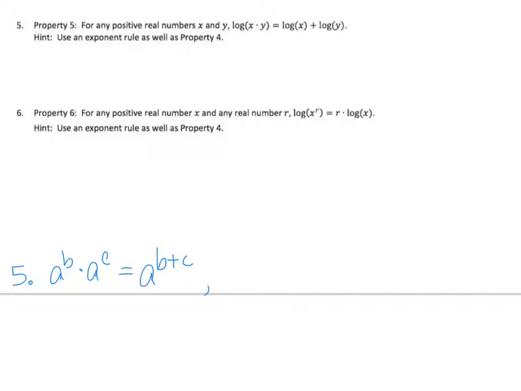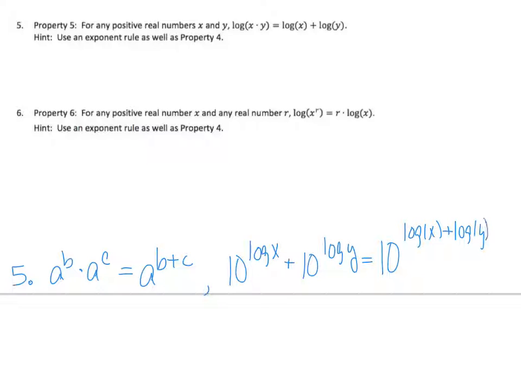So if we apply that to our powers and logs, if we had 10 to the log x times 10 to the log y, that would be 10 to the log x plus log y. Then we can use property 4 to simplify this. 10 raised to the log x times 10 raised to the log y equals x times y.